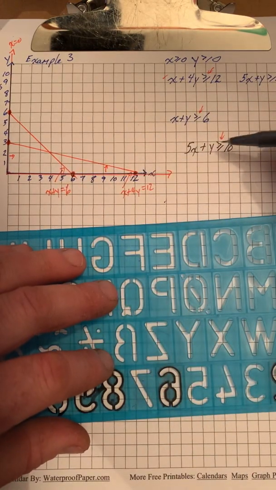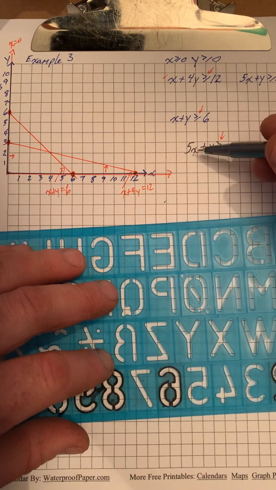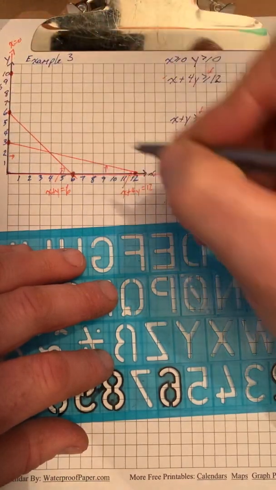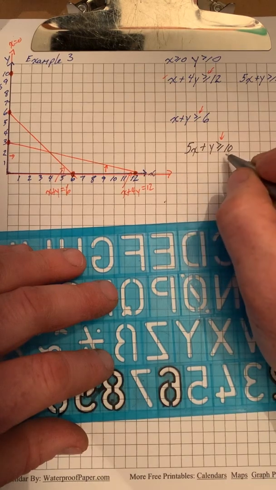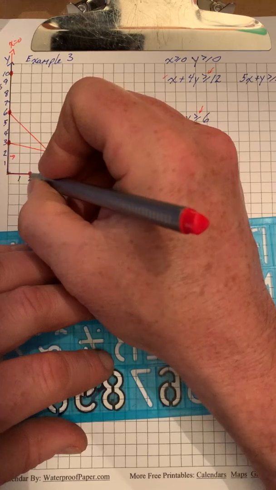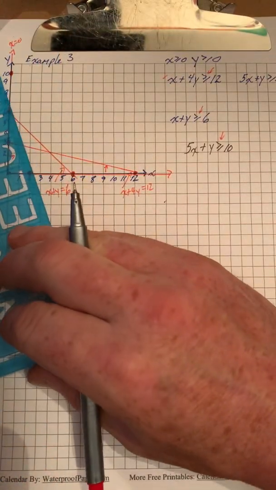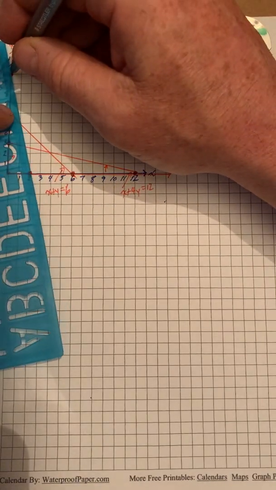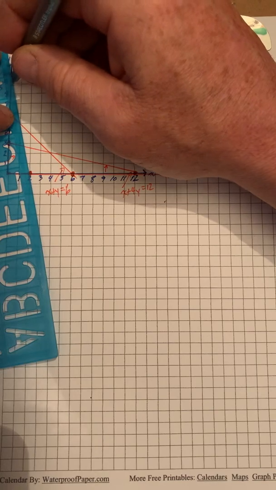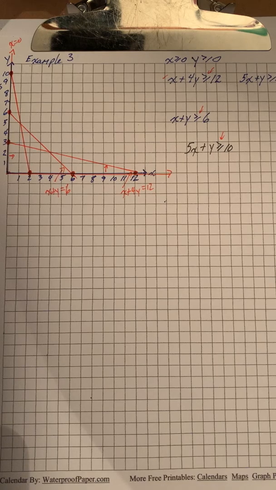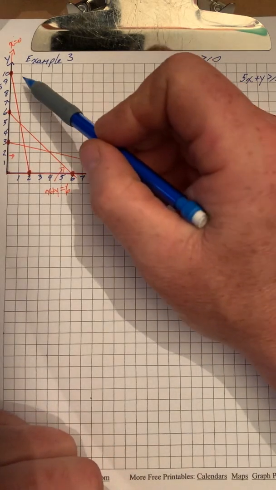So now we have this last one, 5x plus y is greater than or equal to 10. So when x is 0, y is 10, which puts it way up here. And then when y is 0, 5x equals 10, so that means x is 2. And connect the dots on that. Now, I always do my shading in pencil for some reason, but now it's everything above the lines.